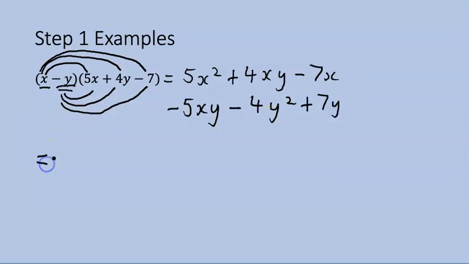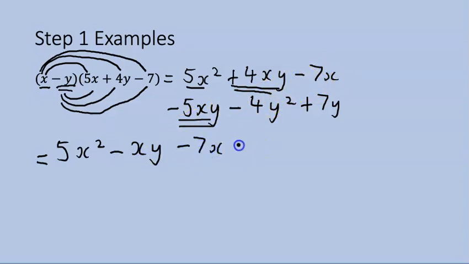Now when I rewrite this again, I'm first going to have a look at 5x squareds. Are there any more 5x squareds? No, no x squareds, so I just write 5x squared. 4xy. Do I have another one of those? Yes, I do. 4 take away 5 is minus 1. So I just write minus xy. And I can see from the rest of them, no other variables repeat themselves. So I just write this. And that's it. I'm done.